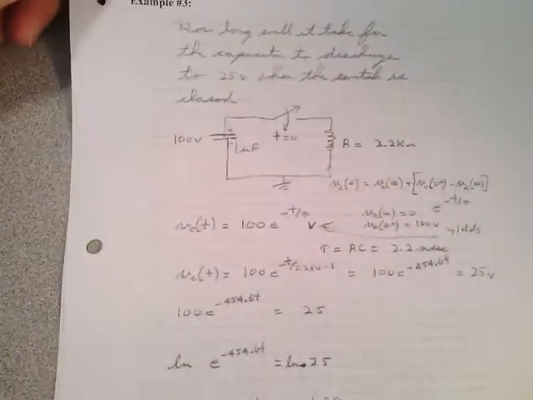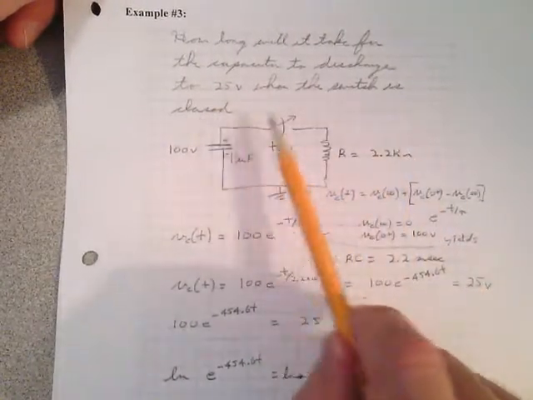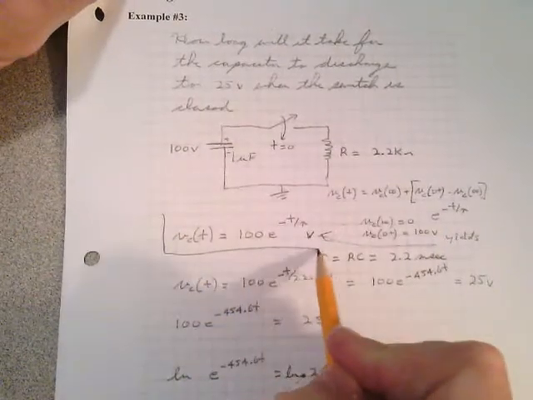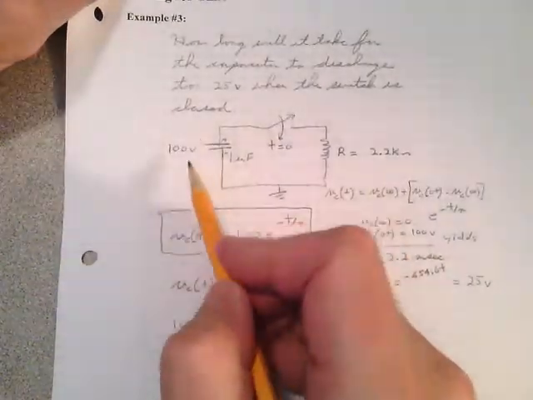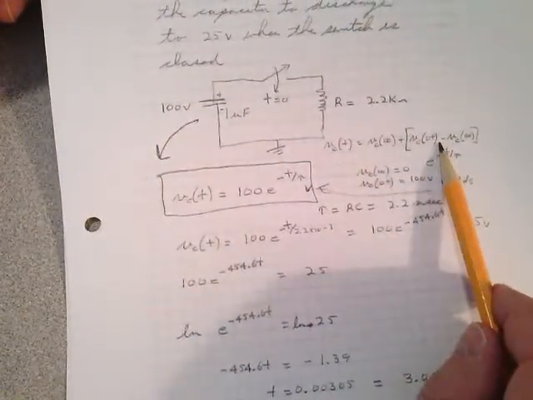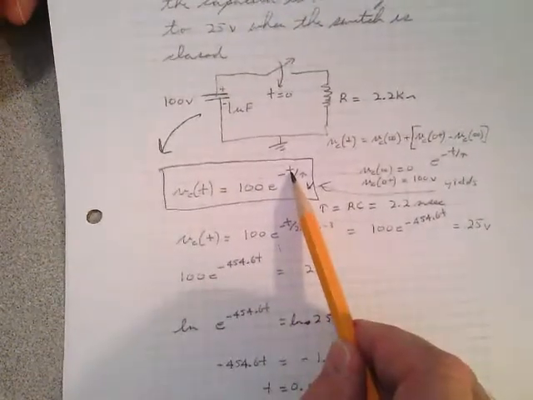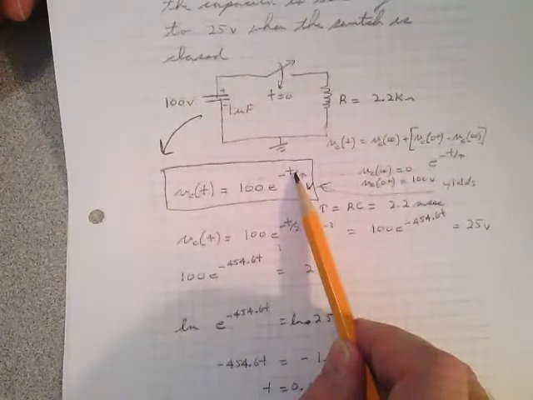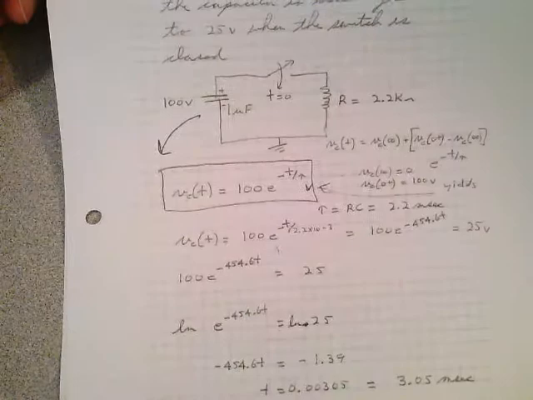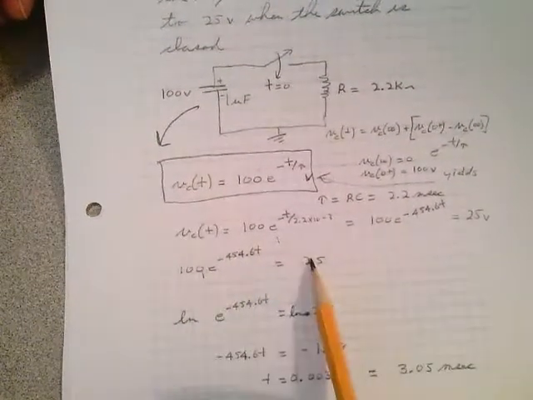What about solving for time? How long would it take for the capacitor to discharge to 25 volts when the switch is closed? Well, you get this form right here. You can get that equation right there, either through common sense or using this technique that I showed you over here. Once you get the expression, you have to solve for t, given that VC of t is 25 volts. Well, I do that here, and I come down with this expression.